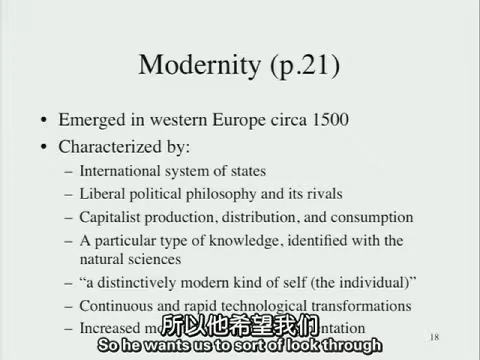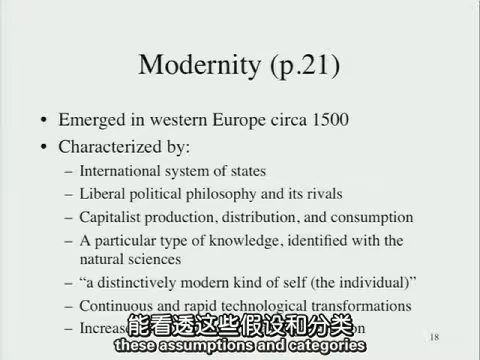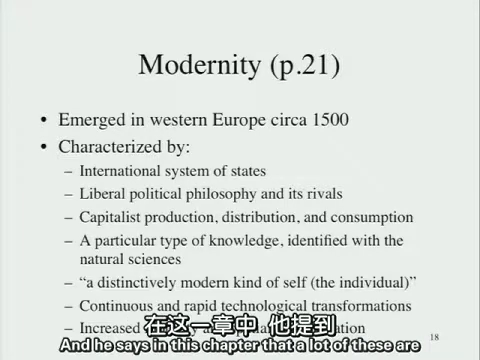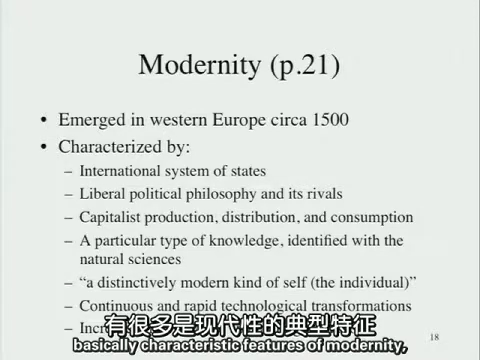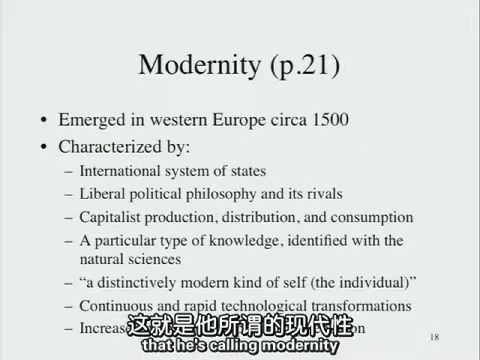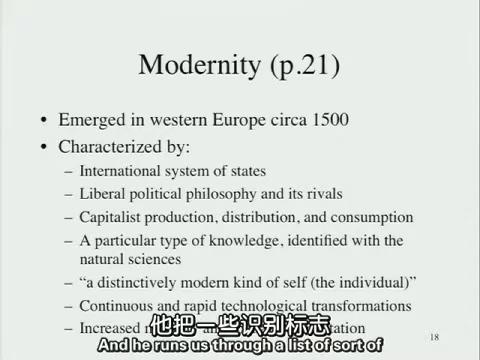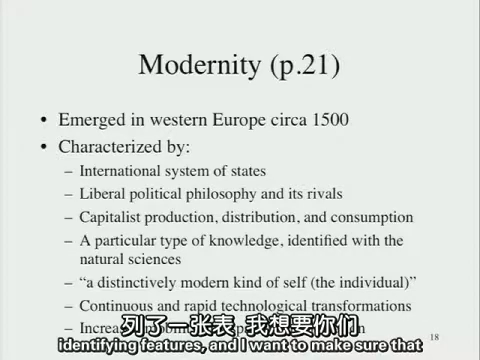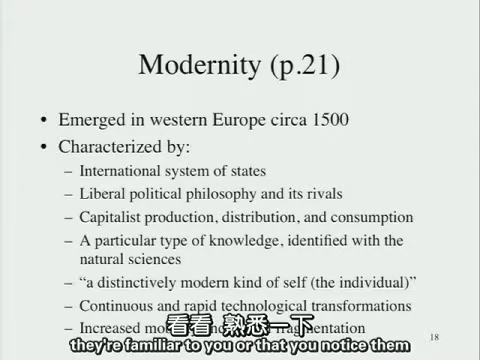So he wants us to look through these assumptions and categories, and he says in this chapter that a lot of these are basically characteristic features of modernity, and they all come together in a package that he's calling modernity. And he runs us through a list of identifying features, and I want to make sure that they're familiar to you or that you notice them.